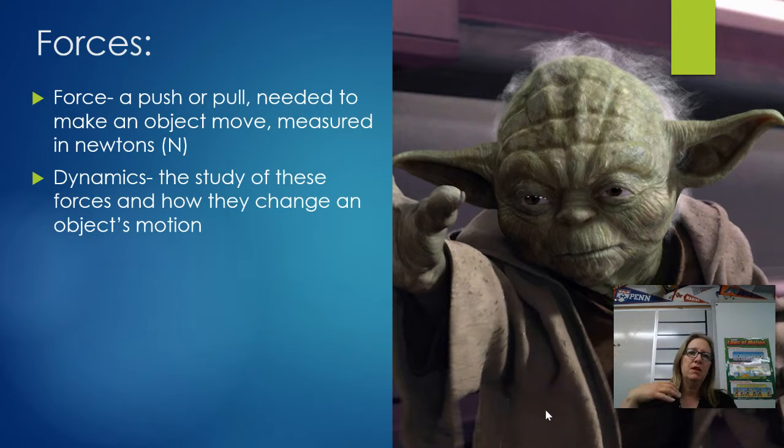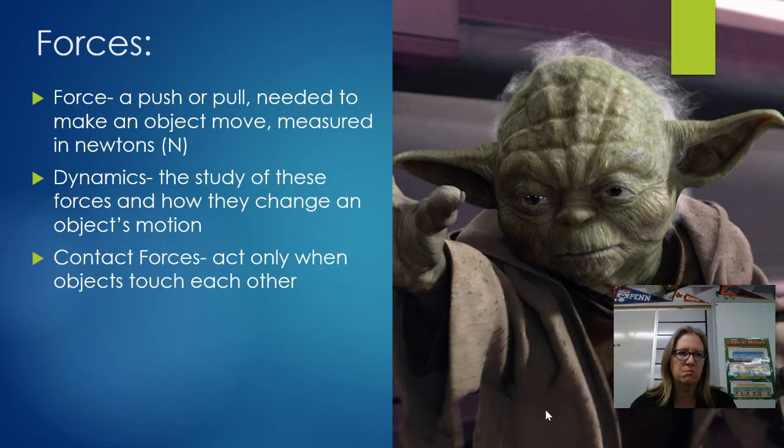Okay. So now we're talking about dynamics. Last chapter was kinematics. Now we're into dynamics because we're going to study those forces that cause the motion, okay, and how they change an object's motion.